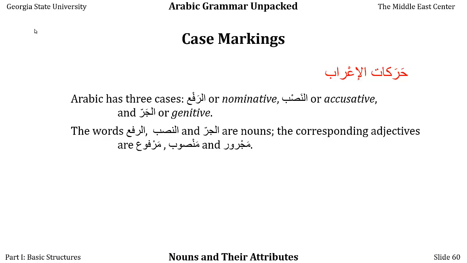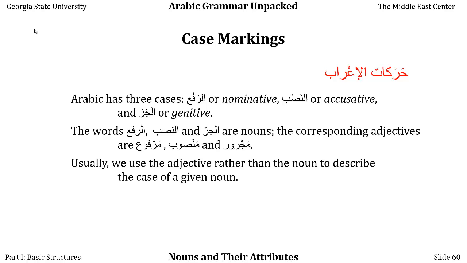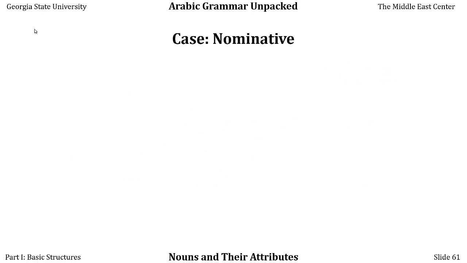So the words al-raf', al-nasb, and al-jar are nouns, as you can tell from their alif lams at the beginning. The corresponding adjectives, which we use quite a bit more often, are marfu', mansub, and majroor. You can see that all 3 of those words have the same wazn, the same pattern, the maf'ul pattern, which means something that has had the action of that root done to it. Usually, we use the adjective rather than the noun to describe the case of a given noun. This is just for tradition's sake.